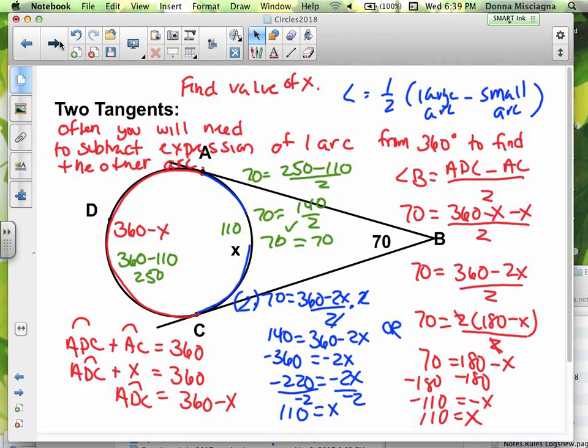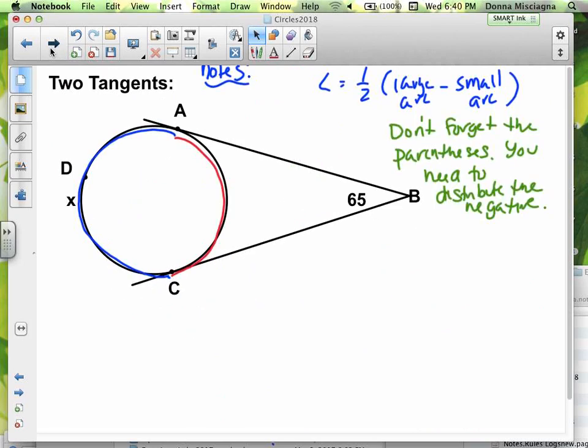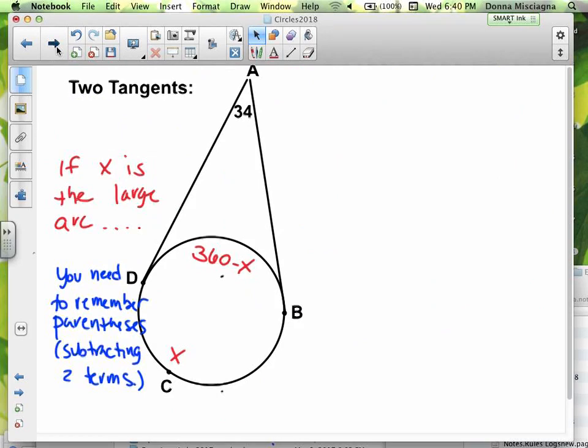So let's see how long it takes me to change the page this many times. Probably not going to be pretty. Two tangents. For some reason this problem is twice. Don't think it needs to be. We'll get rid of that one. Keep going. How long will it take me? Oh, spinning ball of death is not good. Two tangents, two secants.